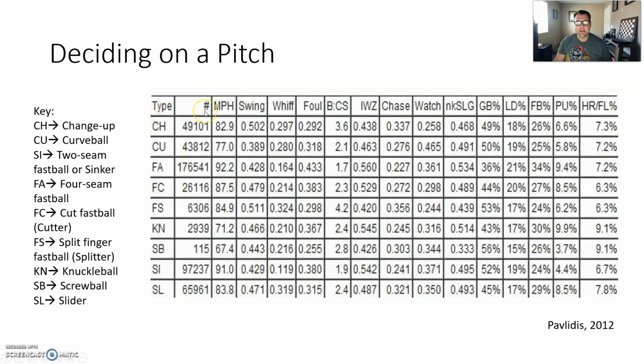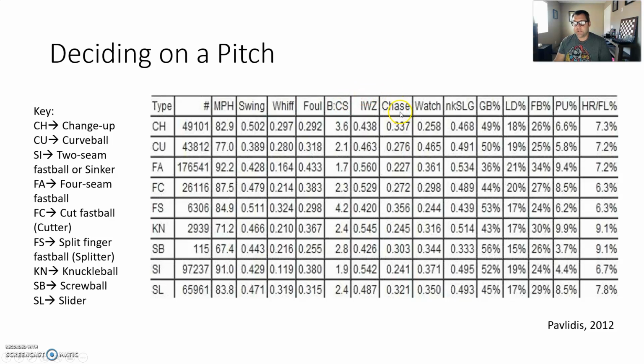The number, that's going to be how many were thrown. MPH, miles per hour, the average speed of the pitch. The swing rate here is how many times the pitch was swung at. So percentage-wise, swings divided by pitches, I should say. Whiff means how many times the pitch was swung at and missed while it was in the strike zone. Foul means a foul ball. B to CS was ball to called strike ratio.